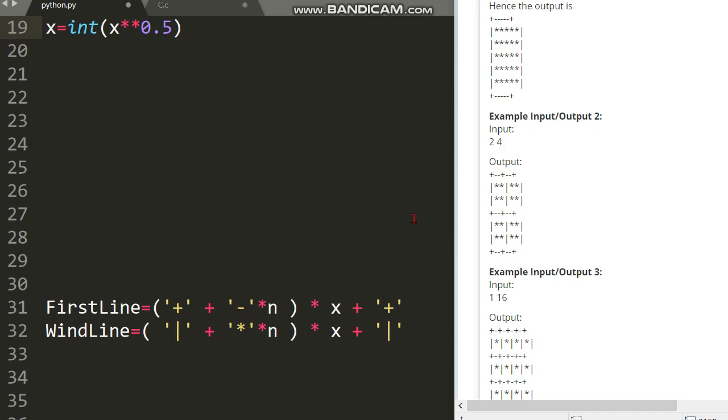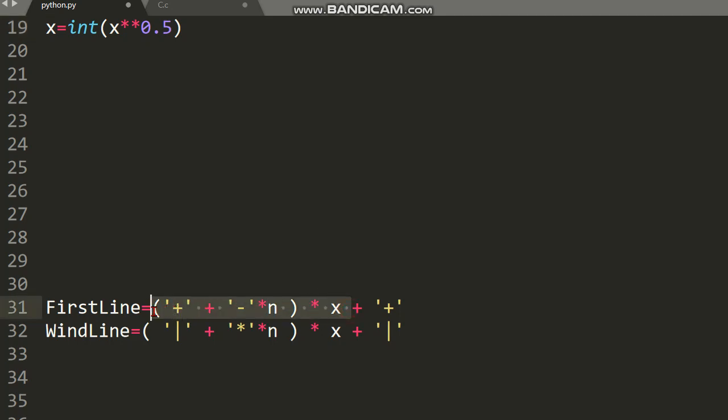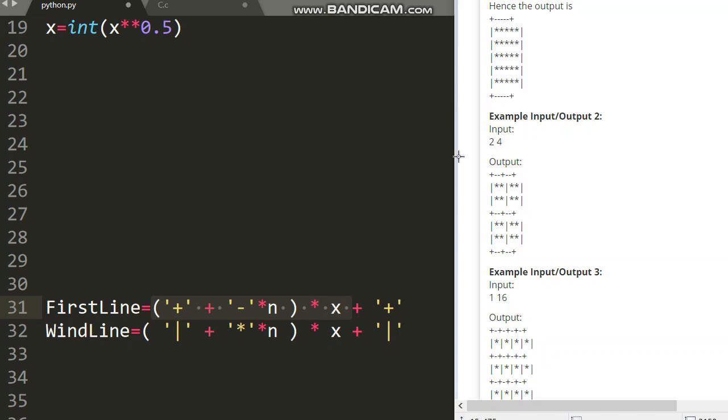After that this whole thing is there for root of x times. So we are multiplying that with root of x. So totally this whole will constitute this one. So finally we are adding a plus there. So the whole line will be considered as the first line.